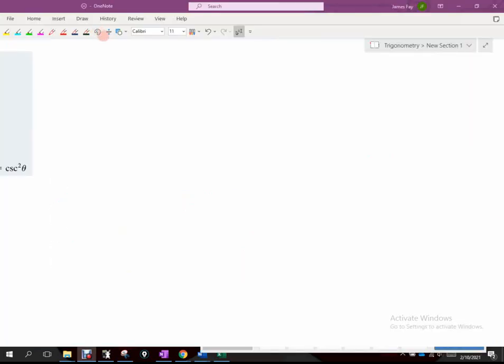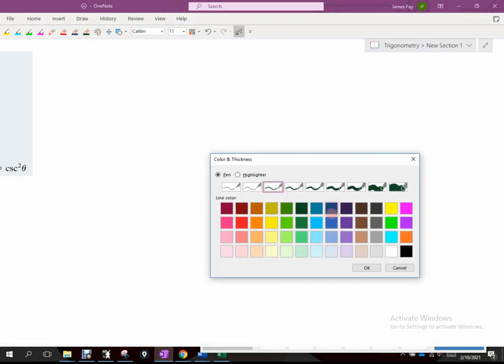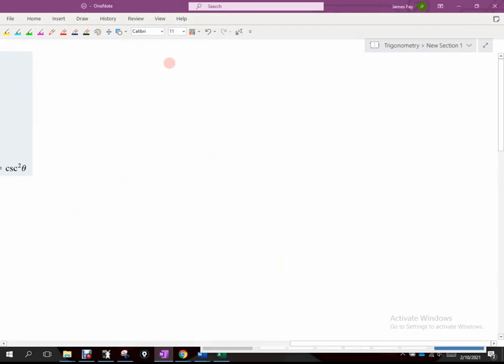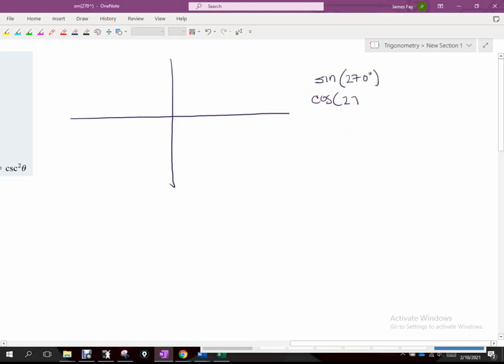Ari has a question, and this is something we haven't talked about, and it's a great question. Let's say that they want to know what is the sine of, this is usually something we don't necessarily do, but let's say they want to know the sine of 270 degrees, okay? Or they want to know the cosine of 270, or they want to know the tangent of 270, okay?